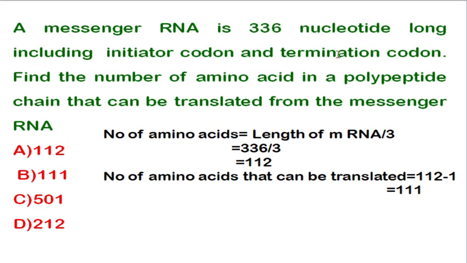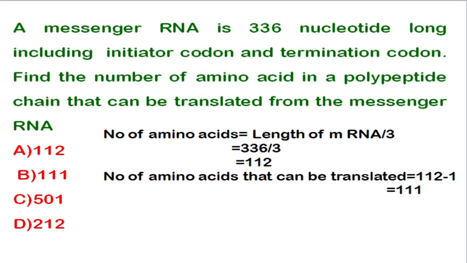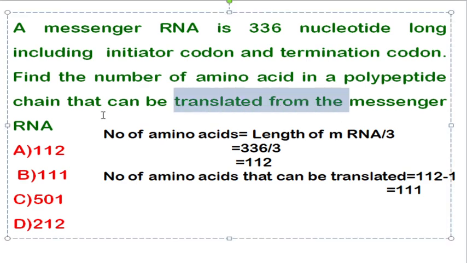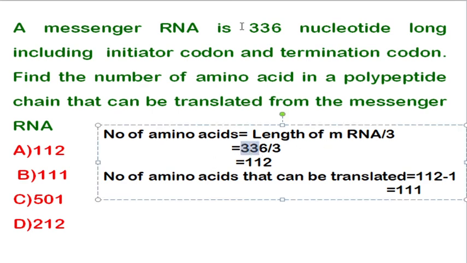Next question: a messenger RNA is 336 nucleotides long, including the initiator codon and terminator codon. So they have included the initiator codon, that is the start codon, and the termination codon, that is the stop codon. The initiator codon codes for the amino acid methionine, but the termination codon doesn't code for any amino acid, so you need to note that point. Find the number of amino acids in a polypeptide chain that can be translated from the messenger RNA. First we find the number of amino acids: the length of messenger RNA divided by 3, that is 336 divided by 3, which is 112.